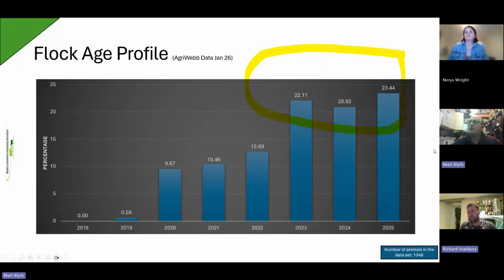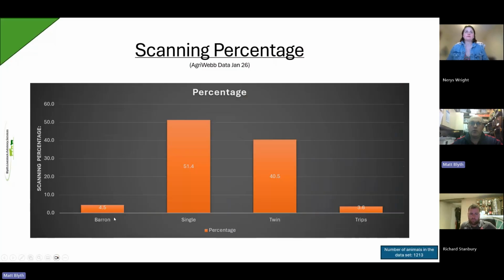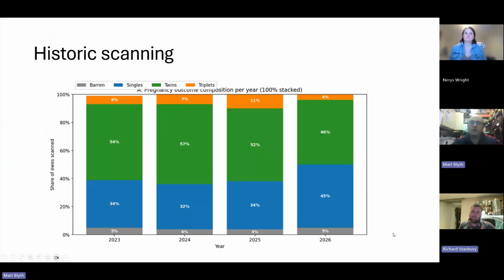Yeah. Which generally would be a smaller lamb crop, basically, wouldn't it? So yeah, they're not mature ewes at that. So, we now have data to suggest they're not mature until they're 4. So the scanning percentages, we know what they are. So we've got 4.5% barren, 51.4% were singles, 40% twins, and a 3.5% triplet rate. And we can compare that to previous years, because Richard's got all his little bits of paper from the scanning man, and Nerys has nicely put them into graphs so we can see where they are.